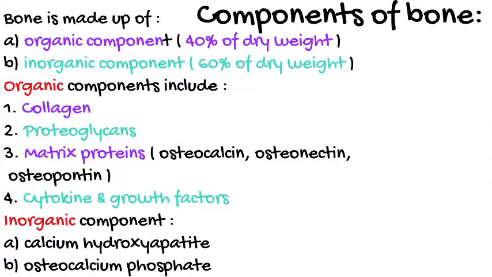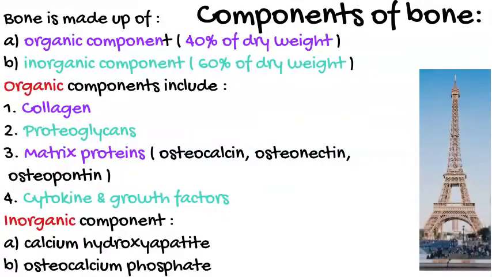For the inorganic component, it includes A. calcium hydroxyapatite and B. octacalcium phosphate. I will describe each of the organic and inorganic components after this. The organic components. Number 1, the collagen.